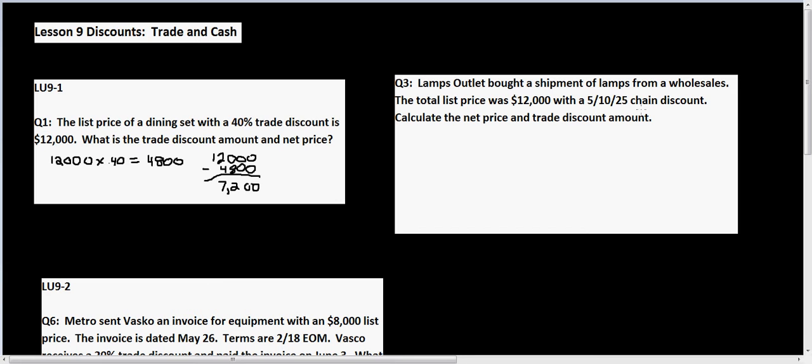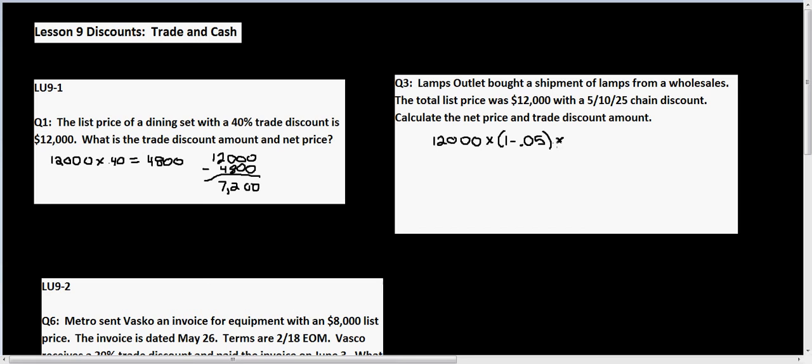Let's see how we figure it out. There's two different ways, but I'm going to show you the simplest way. Remember these are percentages. 5% comes off, 10, 25%. So what we do is we start with our list price and we multiply this by the chain discount. What is that? It's 1 subtract your first discount. Not 5, but 0.05. That is what 5% looks like.